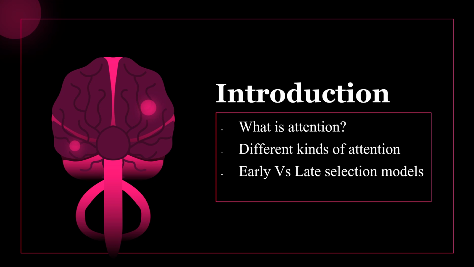Early selection is when the filter operates at an early stage in the flow of information, while the late selection model is when most of the incoming information is processed to the level of meaning before the message is to be further processed and selected. During this presentation, we will go over three models of attention that cover selective and early selection: the Broadbent model, the attenuation model, and the feature integration model.